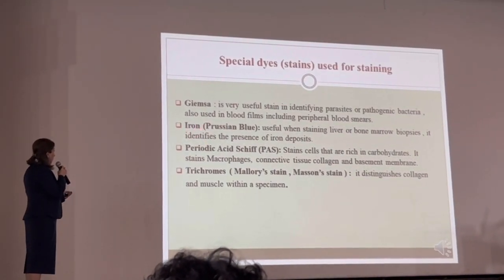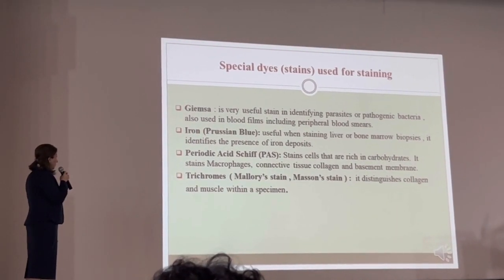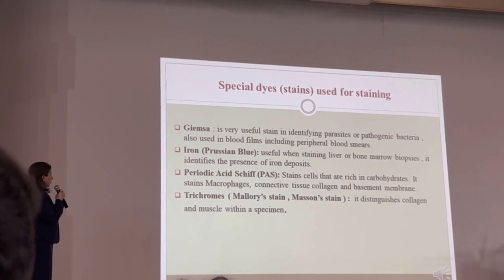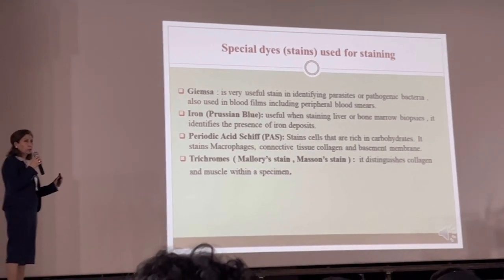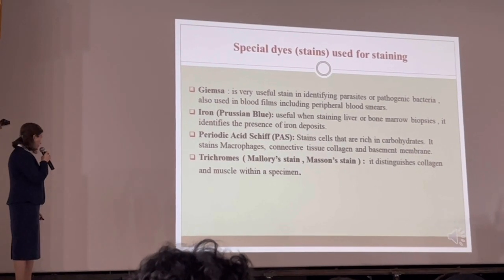And we have the iron or Prussian blue, useful when staining liver or bone marrow biopsies. It identifies the presence of iron deposits, so we can detect iron, okay?